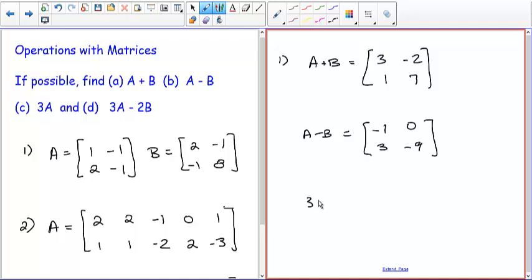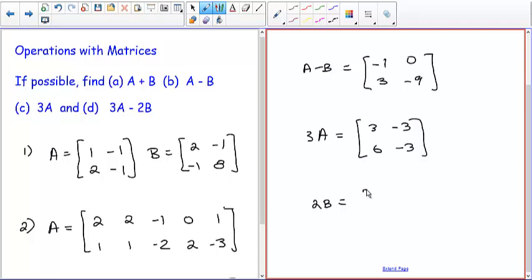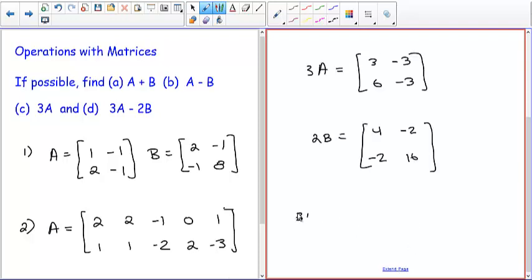Then you've got 3A. This 3 is called a scalar, and what that means is you just multiply each element in the matrix by this constant. So we take every number and multiply them by 3. So we get that. And because we need to subtract 2B from 3A, let's go ahead and do 2B, and then we can just subtract them. So for 2B, you multiply B, this matrix, by 2. So you get this times 2, this times 2, this times 2, etc. So you get 4, negative 2, negative 2, 16. And then if you want to take 3A minus 2B, just take this minus that.